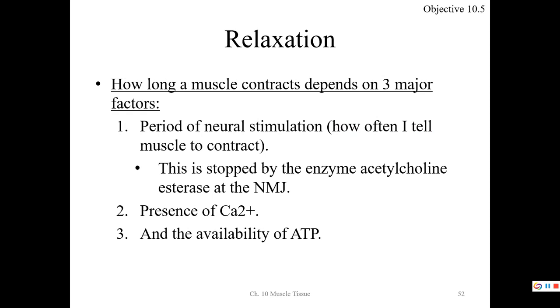Now, how does relaxation happen? Relaxation happens, guys, by taking 3 things that we can control. We can control how often I tell a muscle to contract, the period of neural stimulation. We're going to see the enzyme acetylcholinesterase is involved to break down acetylcholine at the neuromuscular junction. We're going to see how much calcium we have affects how long a muscle can contract, and how much ATP is available.